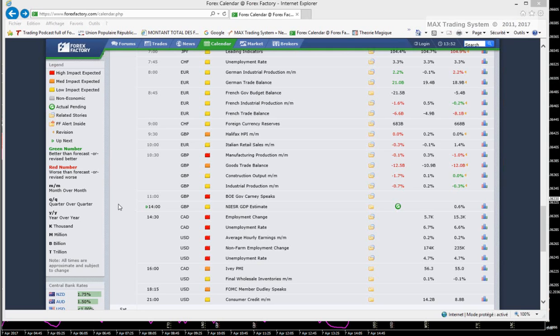So, 10 minutes before the news release. Now, in order to have a big deviation, a deviation is a number different from the forecast. You can see, for example, for the non-farm payroll, the forecast is 174,000. And so we will have a negative deviation if the number is smaller, a positive deviation if the number is larger.